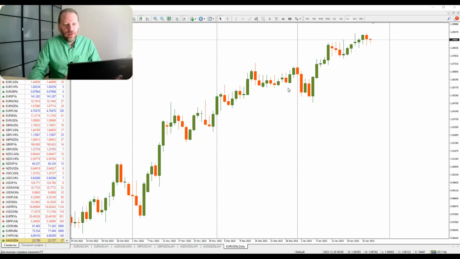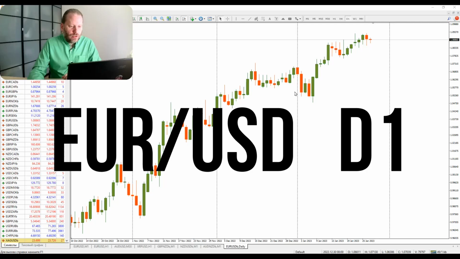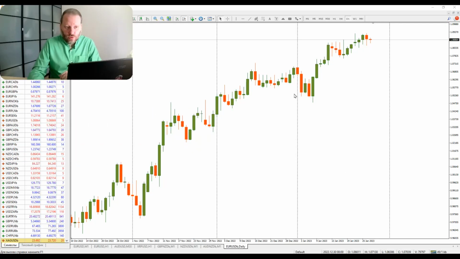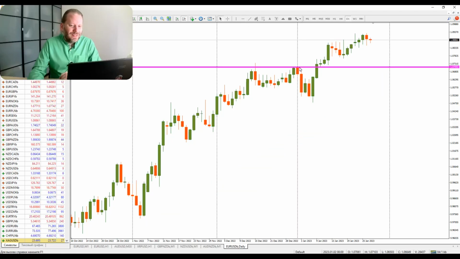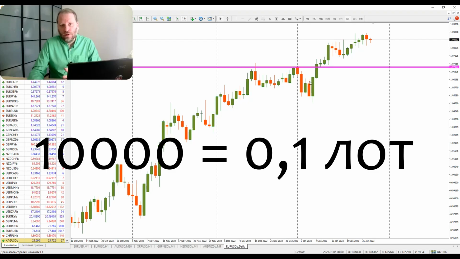Now, let's see how it can be done on the real market, for example, on the eurodollar. So, I opened a chart of the eurodollar D1, i.e. daily candlesticks. And now, let's try to visualize a normal situation. Let's say we see an uptrend and I decided to buy 10,000 euros.